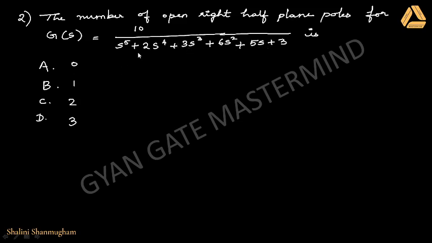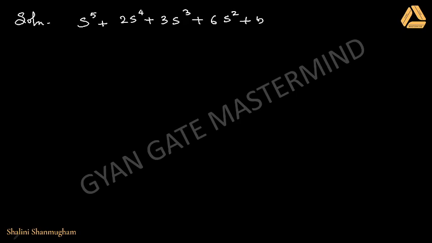So coming to the second question: the number of open right half plane poles for this transfer function is... we have to construct the Routh table and find the poles. The solution to the second problem: the given characteristic equation is s^5 + 2s^4 + 3s^3 + 6s^2 + 5s + 3 = 0.